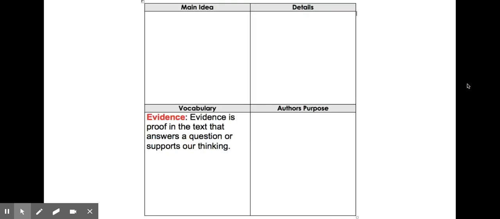Now take some time to go ahead and fill out, if you have not already done so, the rest of your four-square model. Our main idea of our text, what the text is mainly about. You want to focus on the who, the when, the where, the what, and the why. Some of those key details help you figure out the main idea. Remember, details support the main idea. And also our author's purpose. Why did the author write this text? To inform us, to persuade, or to entertain. When you're ready, you can move on.